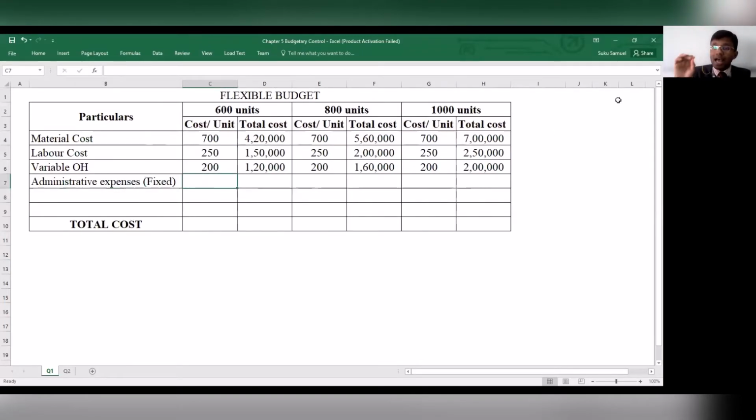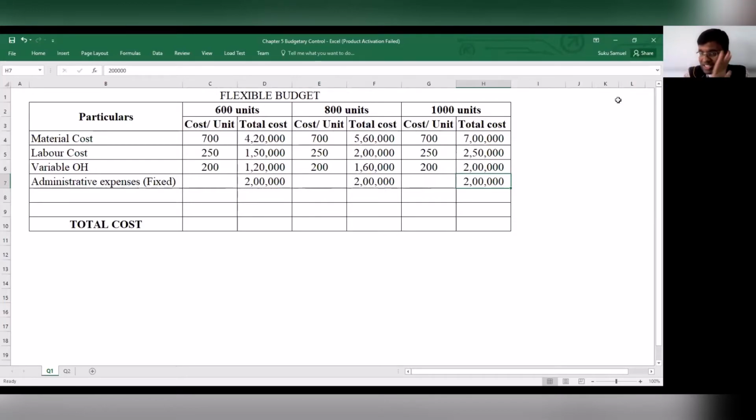Now, what happens with fixed costs? The total cost will always remain the same irrespective of the level of output. So here, for 600 units, it will be 2 lakh. For 800 units also, the total administrative expenses will be 2 lakh. And here also it will be 2 lakh. This is what it means.